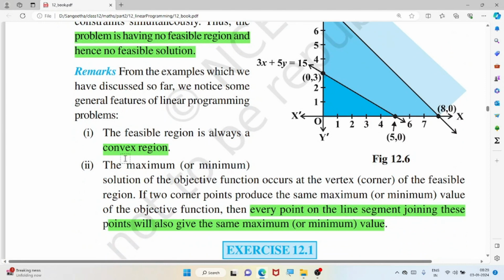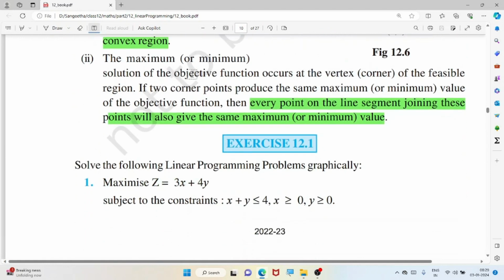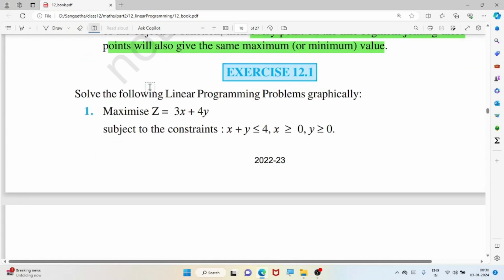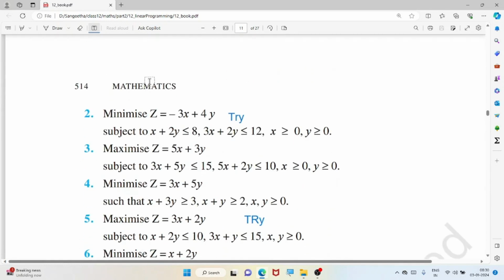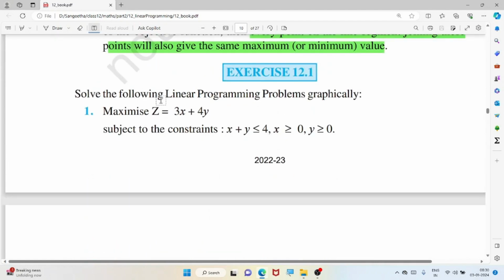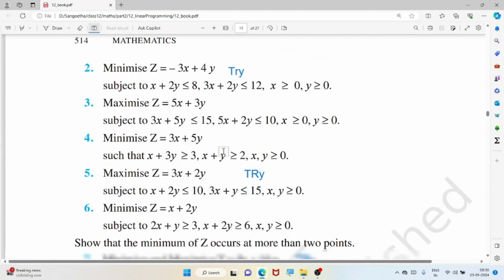The feasible region is always a convex region. Okay, so I already showed you that when you have more than one optimal point, then every point on the line joining those will have the same maximum value. I have shown you between C and D, 180, so above. Okay, here you can try, if you have time you try everything, otherwise at least you try these things.